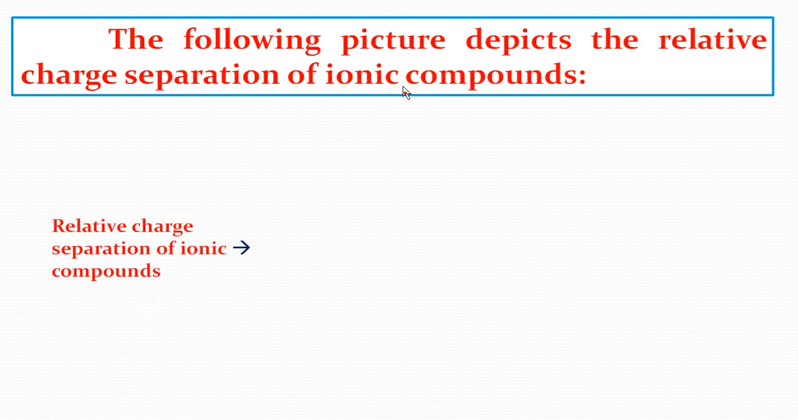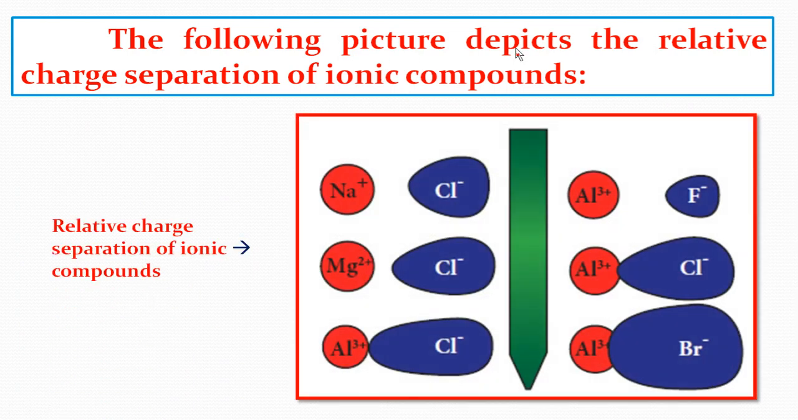Now, come to the following picture. It explains the relative charge separation of ionic compounds. Here, low charge Na plus. The charge increases, but the cation size is small: Na plus, Mg2 plus, Al3 plus. Here, the anion is the small one, so it forms ions. So it is ionic. They form ionic, so the ionic character.